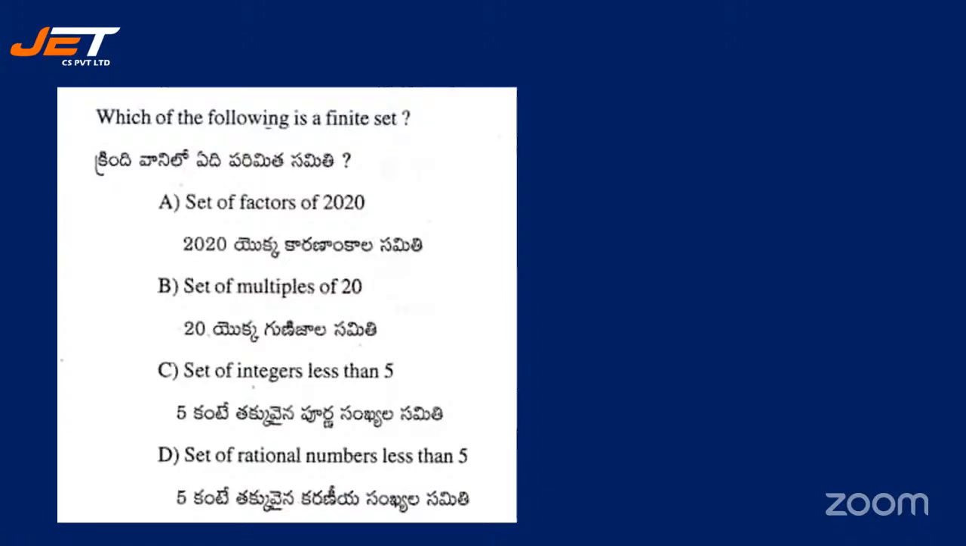See the next question. Which of the following is a finite set? You have 4 options: set of factors of 2020, set of multiples of 20, set of integers less than 5, set of rational numbers less than 5.